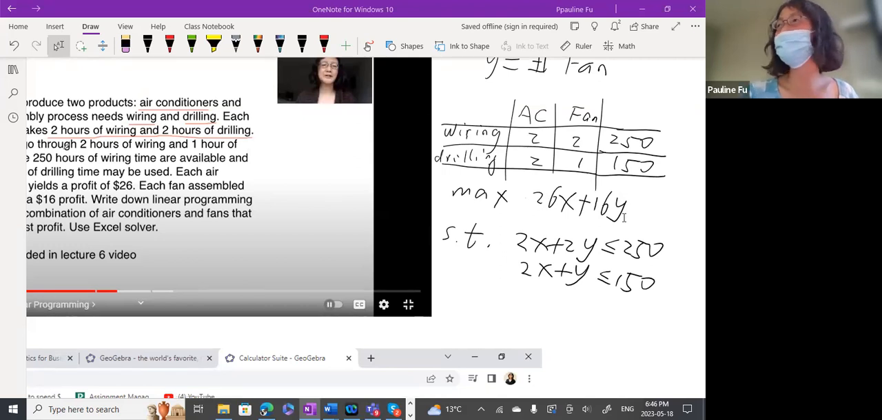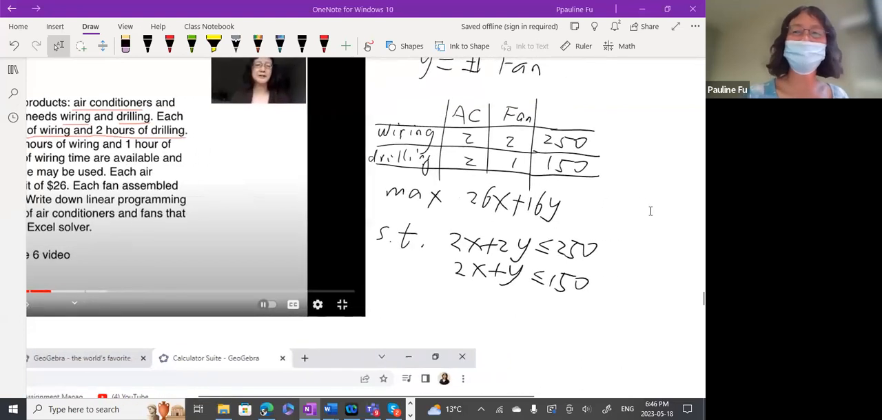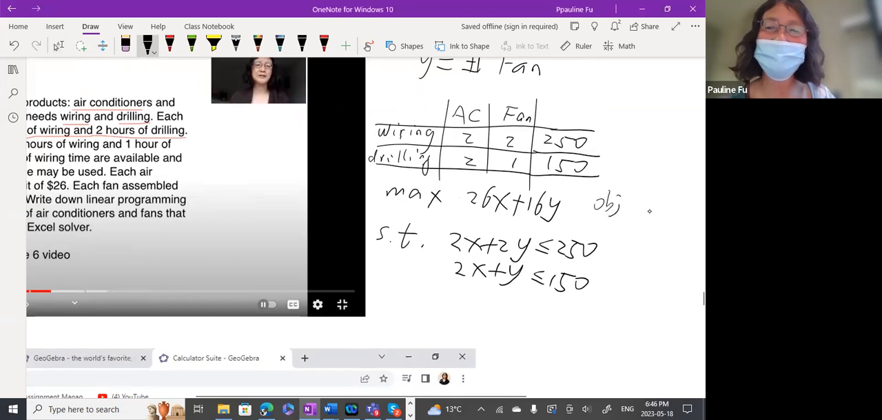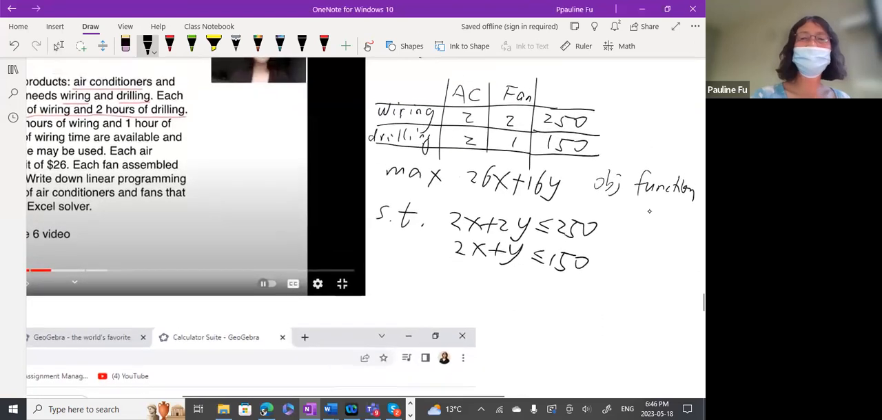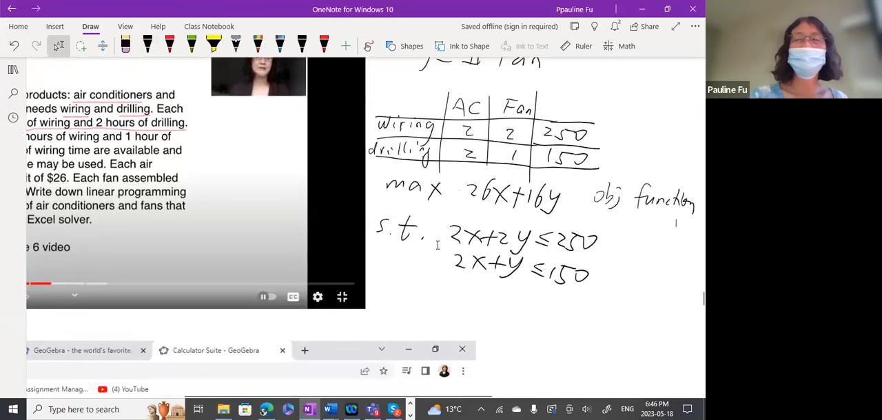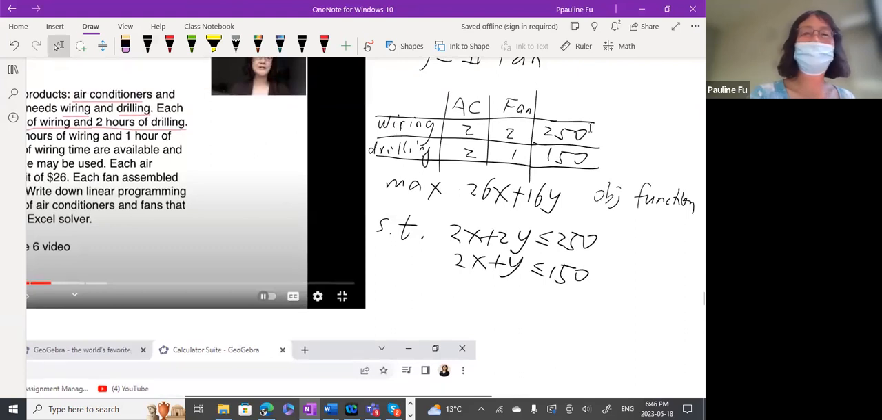Questions? Okay, so we want to maximize this objective function. This we call the objective function. Under the condition such that, remember the maximum wiring time is 250. So producing one unit of air conditioner needs 2 hours. Now I have X units. So how many wiring hours for AC? 2X.